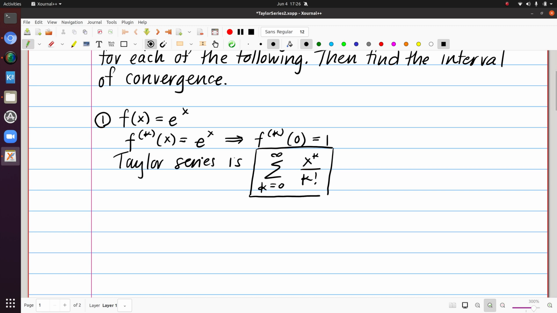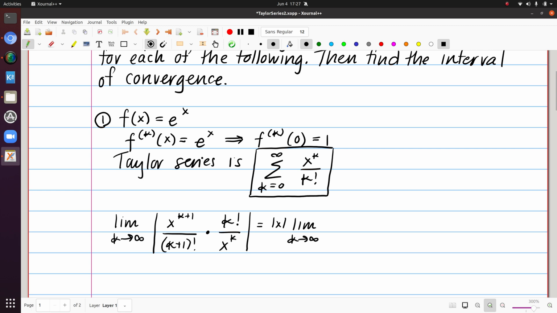The second part of this example is asking us to find the interval of convergence in each instance. So to do so, we want to use the ratio test. And if I use the ratio test here, I'm going to take x to the k plus 1 divided by k plus 1 factorial. And then I'm going to multiply by the reciprocal of the kth term. This allows me to bring out the absolute value of x. And what remains is the limit of k factorial over k plus 1 factorial.